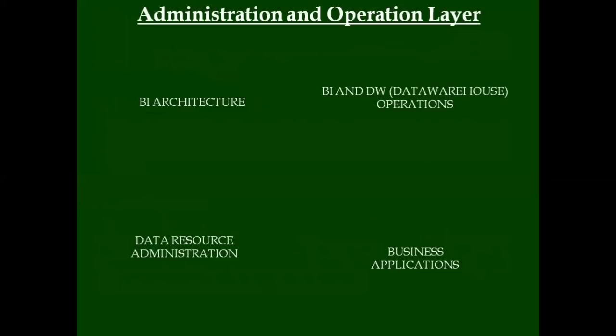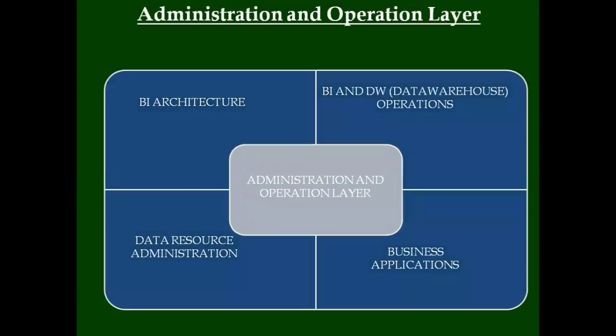And the second layer of the BI framework is the administration and operation layer. It has four parts. The first one is BI architecture. Second is business intelligence and data warehouse operations. Third one is data resources administration, and fourth is business applications.